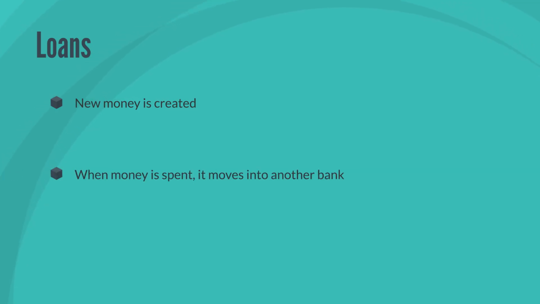So in simple terms, when you get a loan, the bank essentially creates new money, and then when you spend it, it moves into another bank, and banks use reserves to pay each other back.